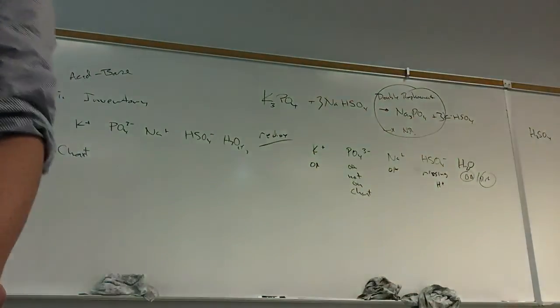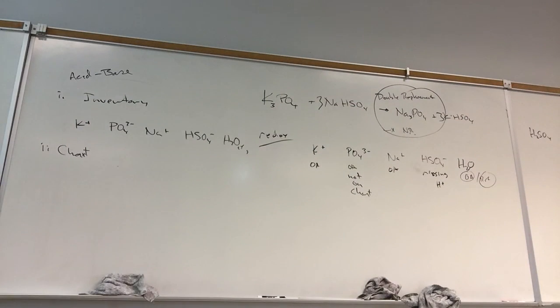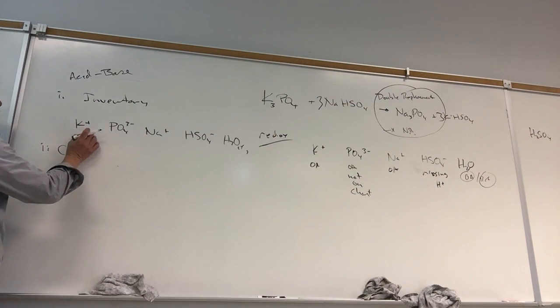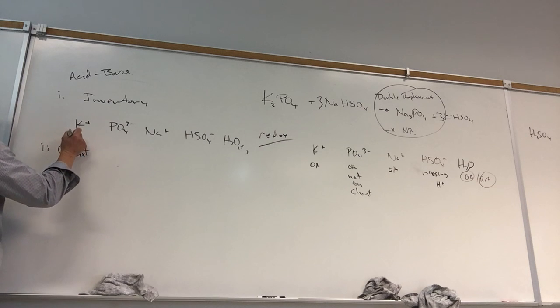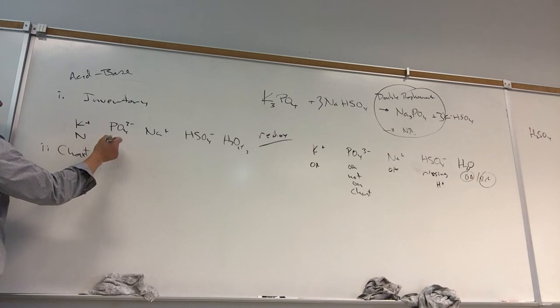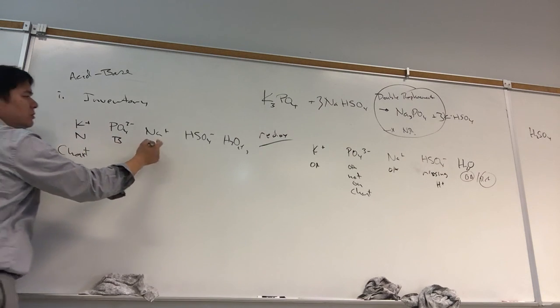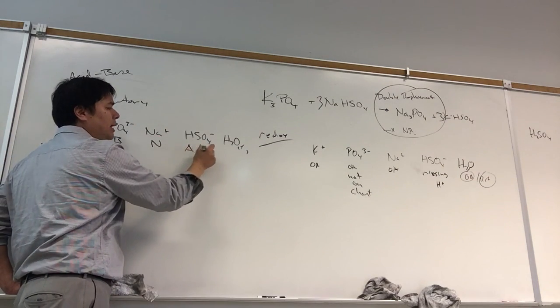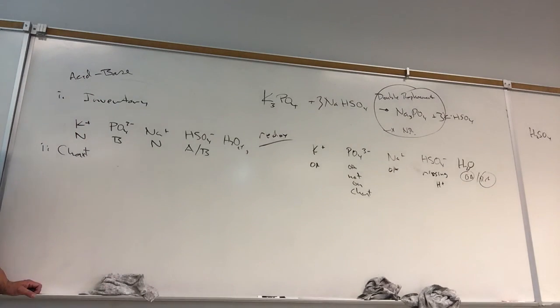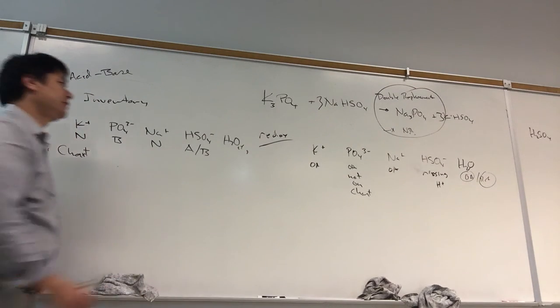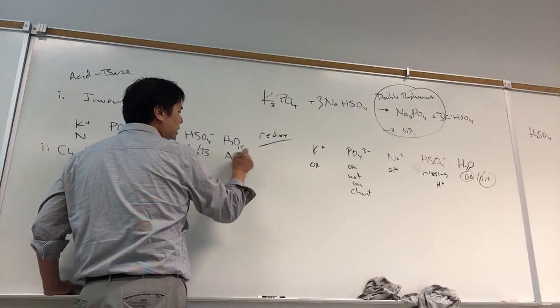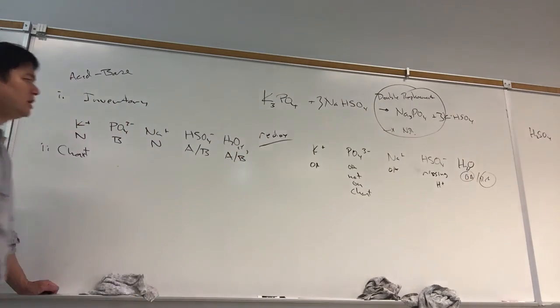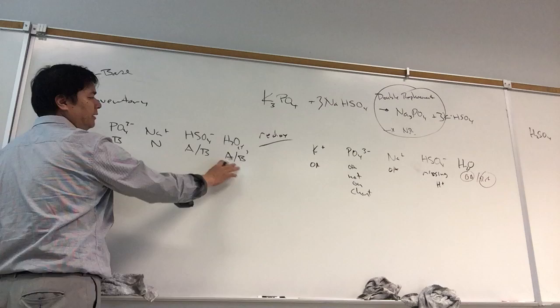Looking at the acid-base chart, we ask: are potassium ions a good proton donor or proton acceptor? No. So what we call those is neutral, N. Phosphate is a base. Sodium ions, neutral. HSO4 minus is an acid and a base. HSO4 minus is what we call amphoteric. H2O liquid is an acid and a base. It's amphoteric. H2O liquid goes both ways easily.